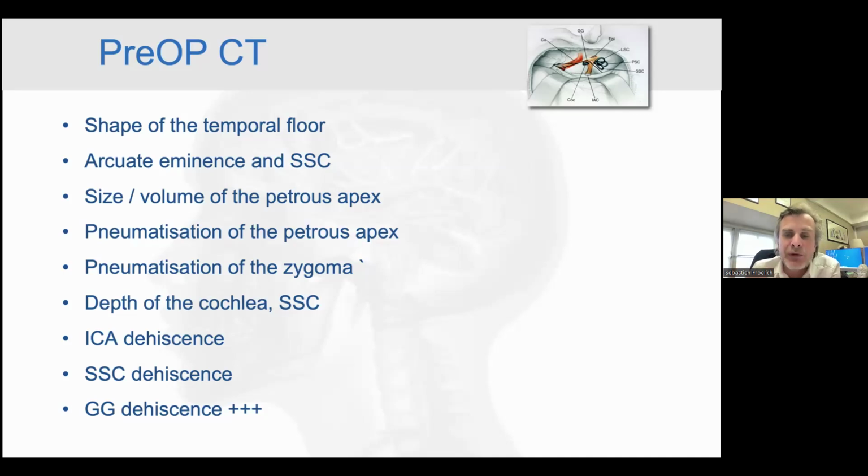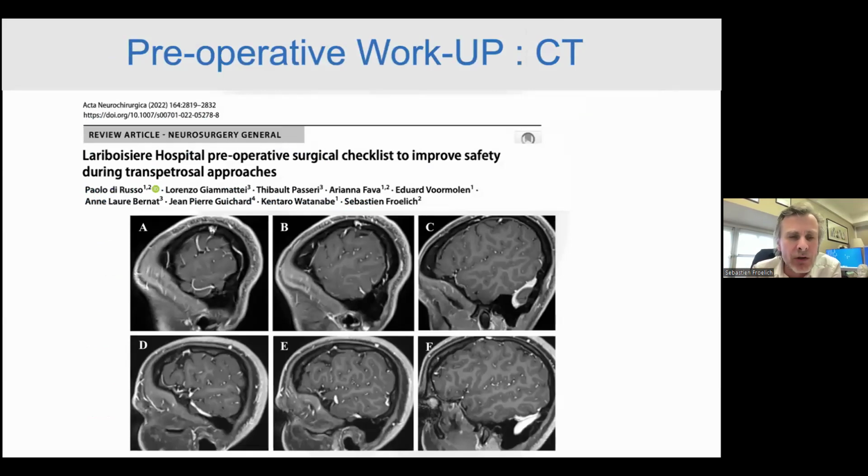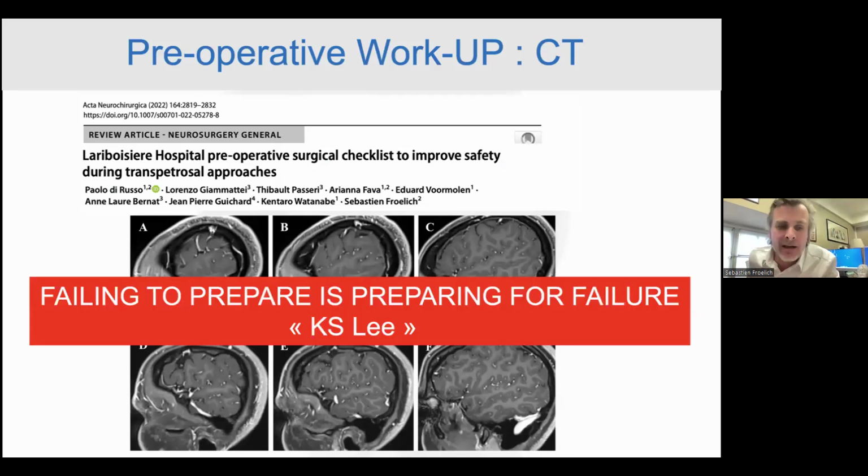You have to play with the 3D thin-cut CT to really put this anatomy into your head, because petrous apex, petrous bone, every anatomy is different from one patient to another. So this is your neuronavigation, and you need to have it in mind before using the true neuronavigation. We published a few years ago this checklist in Acta that emphasizes the fact that there are a lot of things to look at on the CT scan and the MRI before starting the case.